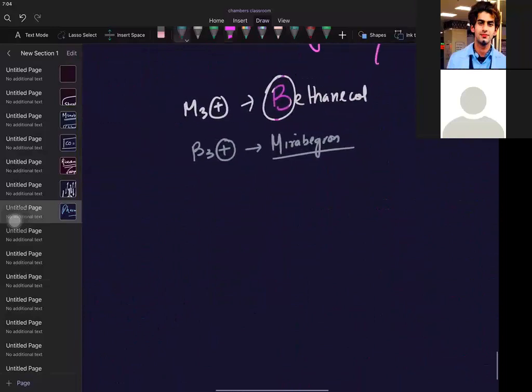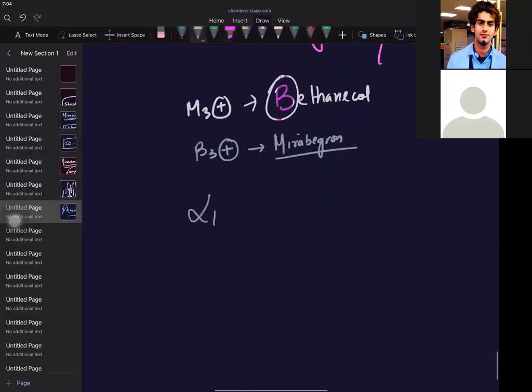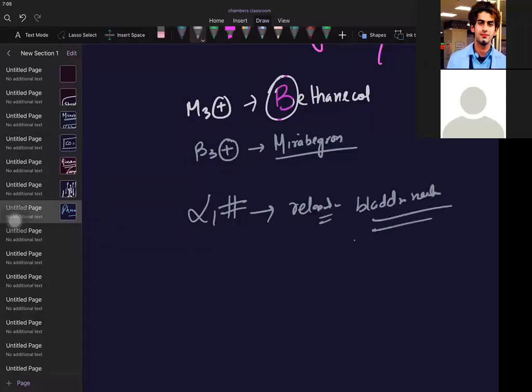If I give an alpha-1 blocker, what will happen? I will be relaxing the bladder neck muscle, and the prostate is also relaxed. Will you cause increased flow of urine or decreased flow? Will you make the path smooth for the flow or less? You will make the path smooth.